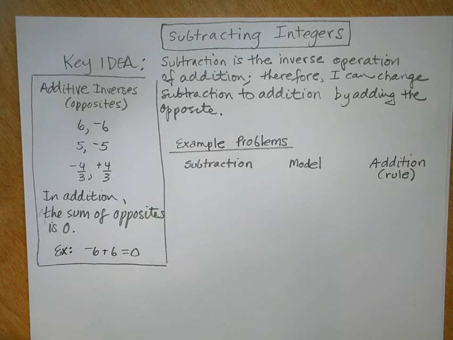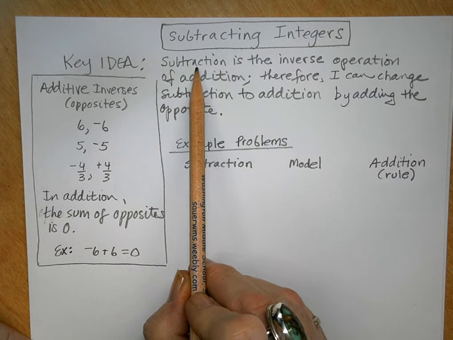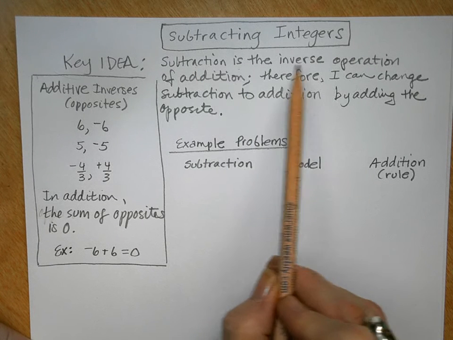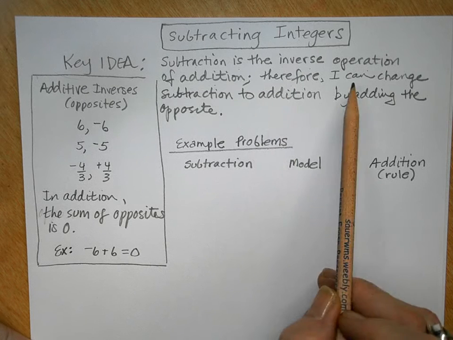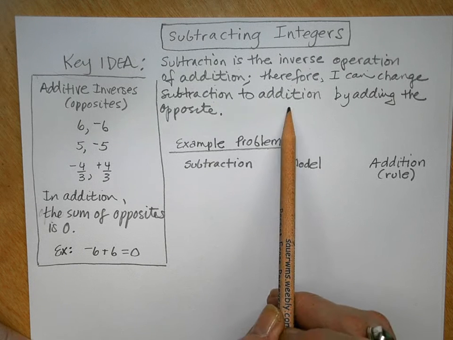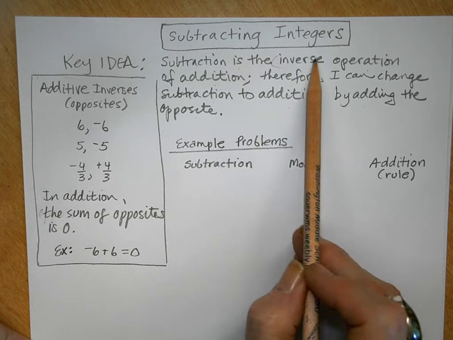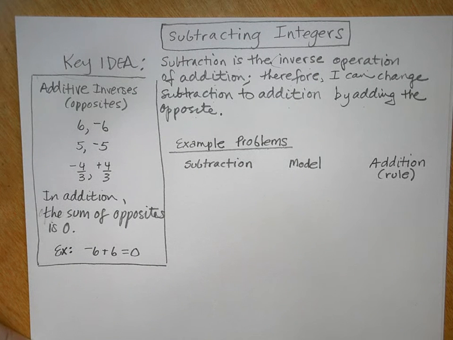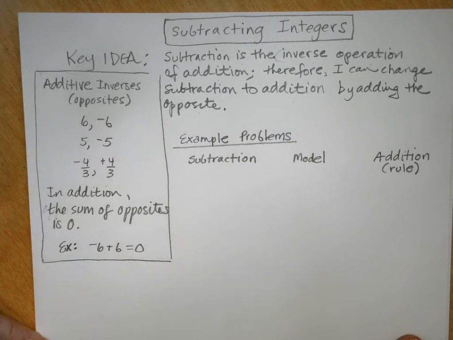This video lesson is about subtracting integers. So first of all, the key idea, the most important idea, is that subtraction is the inverse operation of addition. Therefore, I can change subtraction to addition by adding the opposite. By inverse, we mean opposite. Subtraction undoes addition. And we'll give some examples of that in a minute.